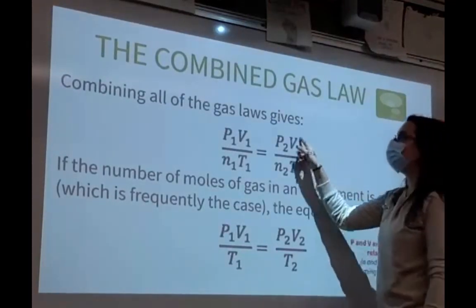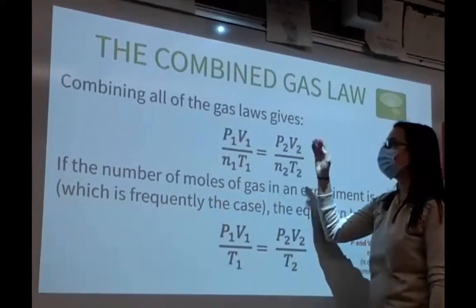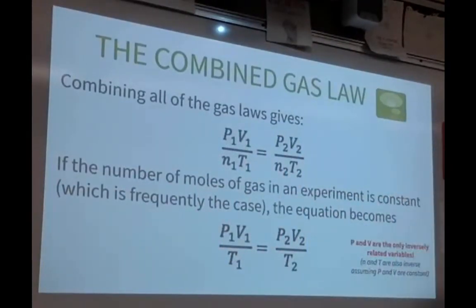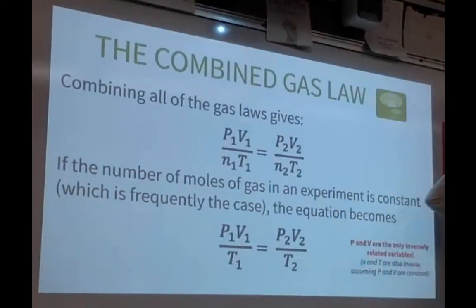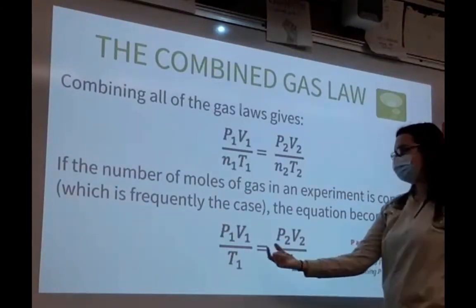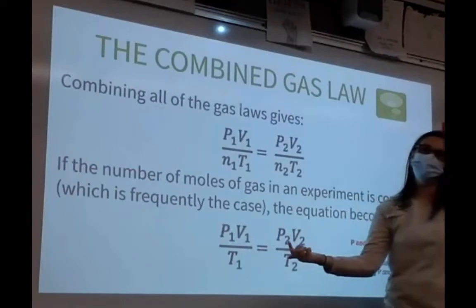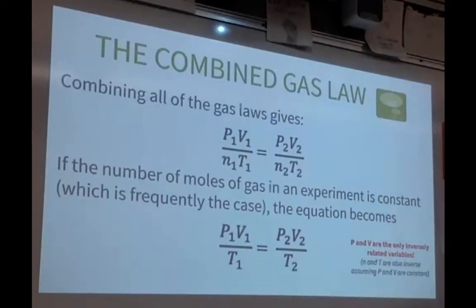So when we combined all of the gas laws, we actually got P1V1 over n1T1, but typically the moles of gas are constant. So that's actually how we get the combined gas law. That's just P1V1 over T1 equals P2V2 over T2. In terms of the relationships, P and V are inversely related. So that means as one goes up, the other has to go down.